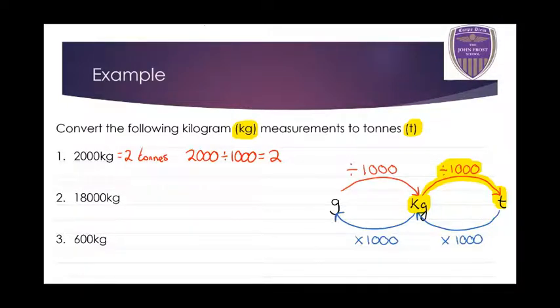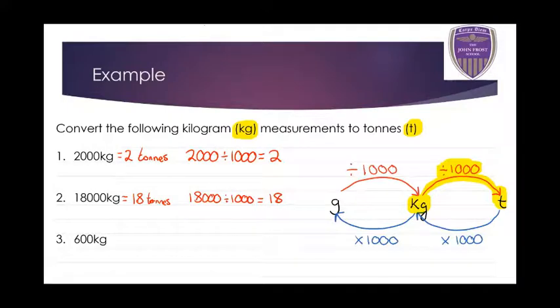What about 18,000 kilograms? Well, again, I'm just going to divide by 1,000. So 18,000 kilograms divided by 1,000. And that will equal 18. Because 18,000 divided by 1,000 is 18, okay? So 18,000 kilograms is 18 tons.